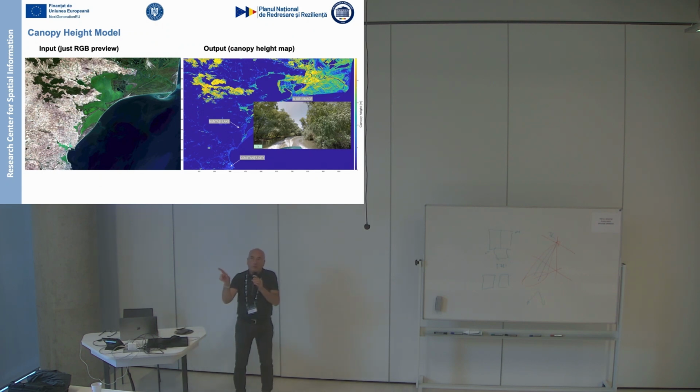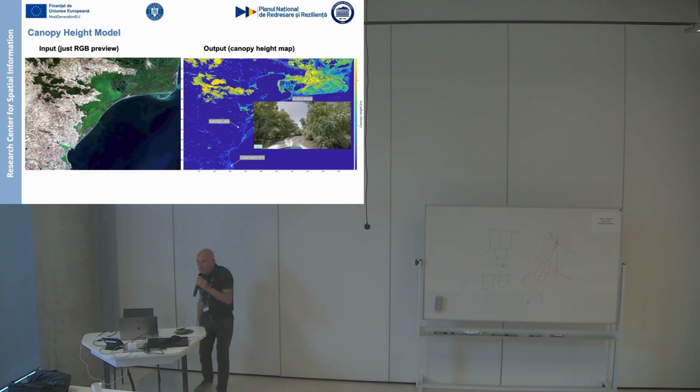On the left, we have the Sentinel image. On the right, we have the canopy. Blue to yellow is the height of the canopy. And we calibrated the algorithm. And we have now a fully operational, like a virtual LiDAR operating from Sentinel-2.